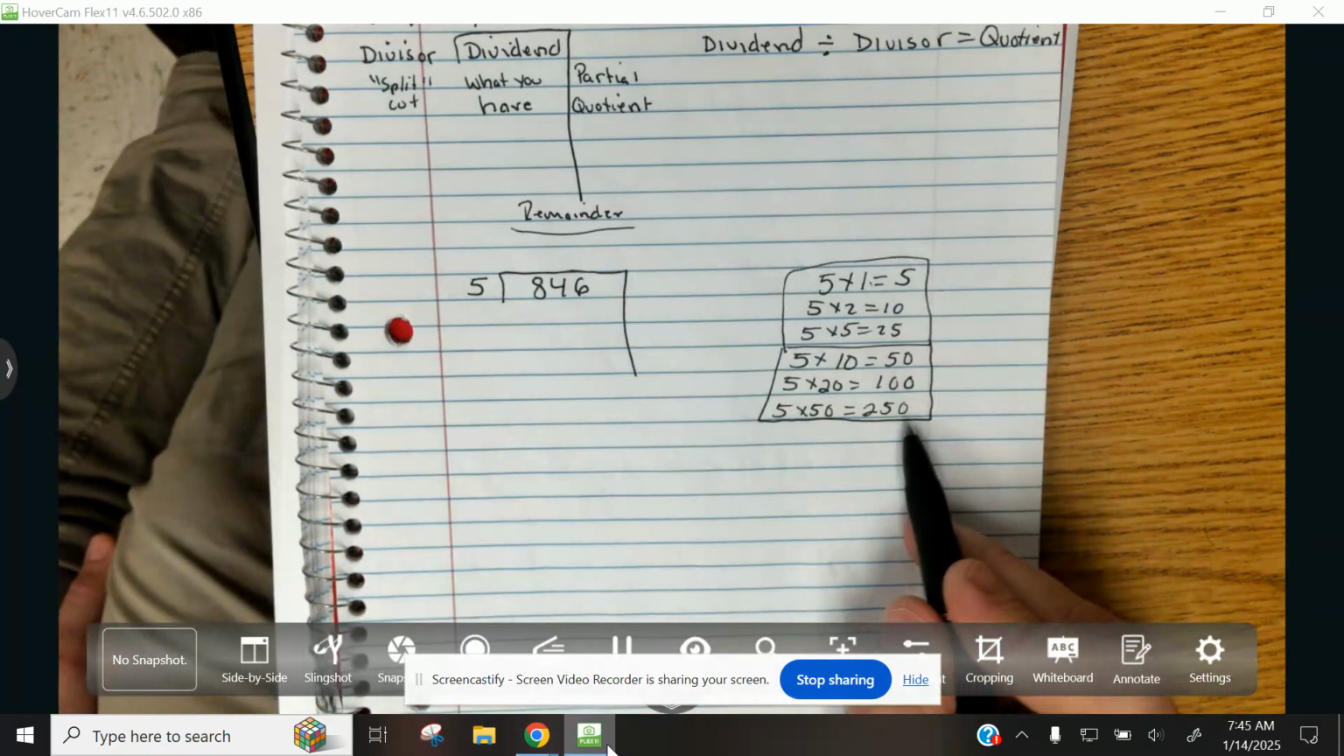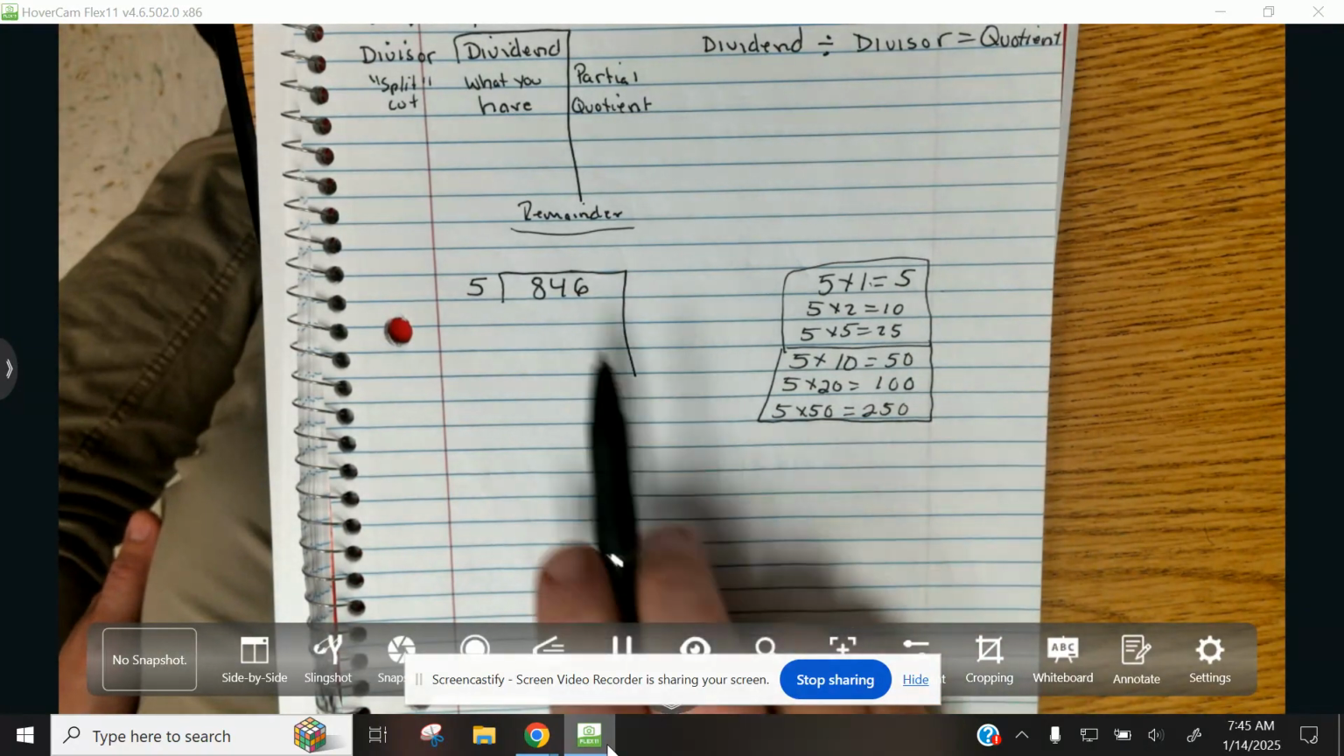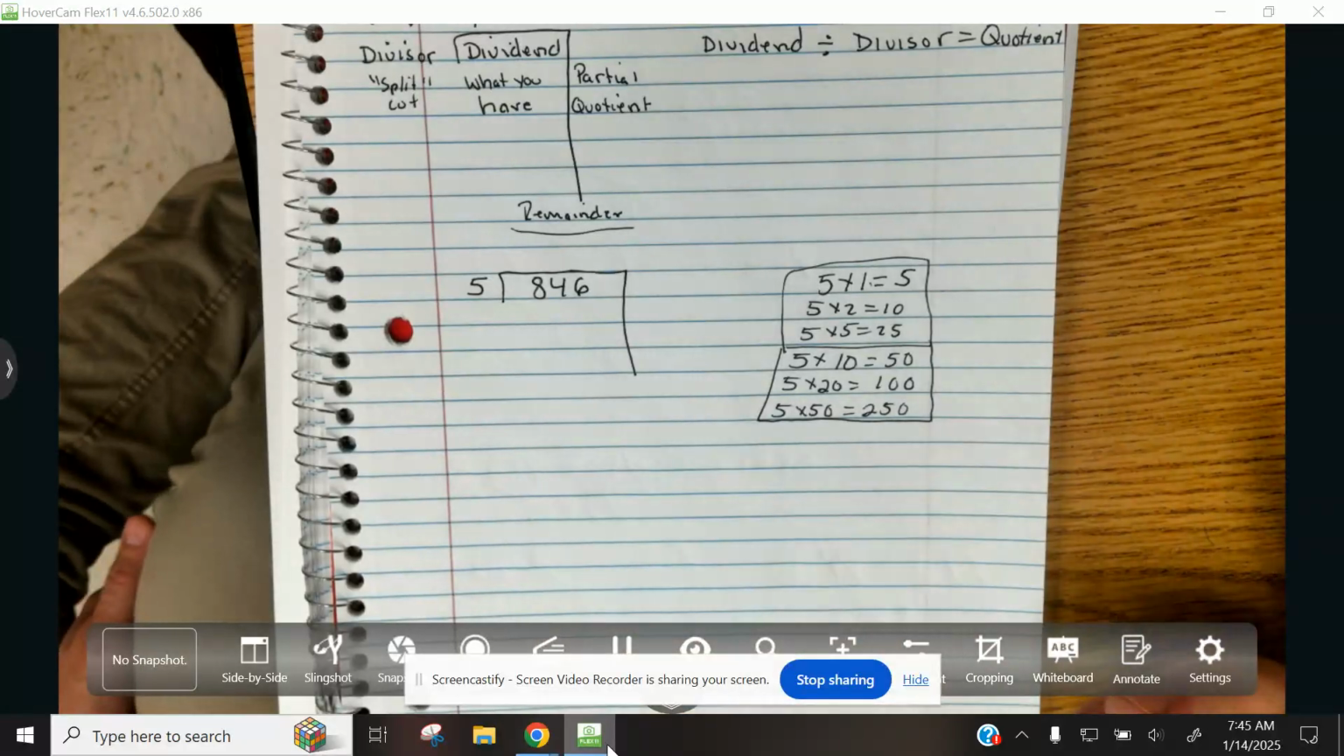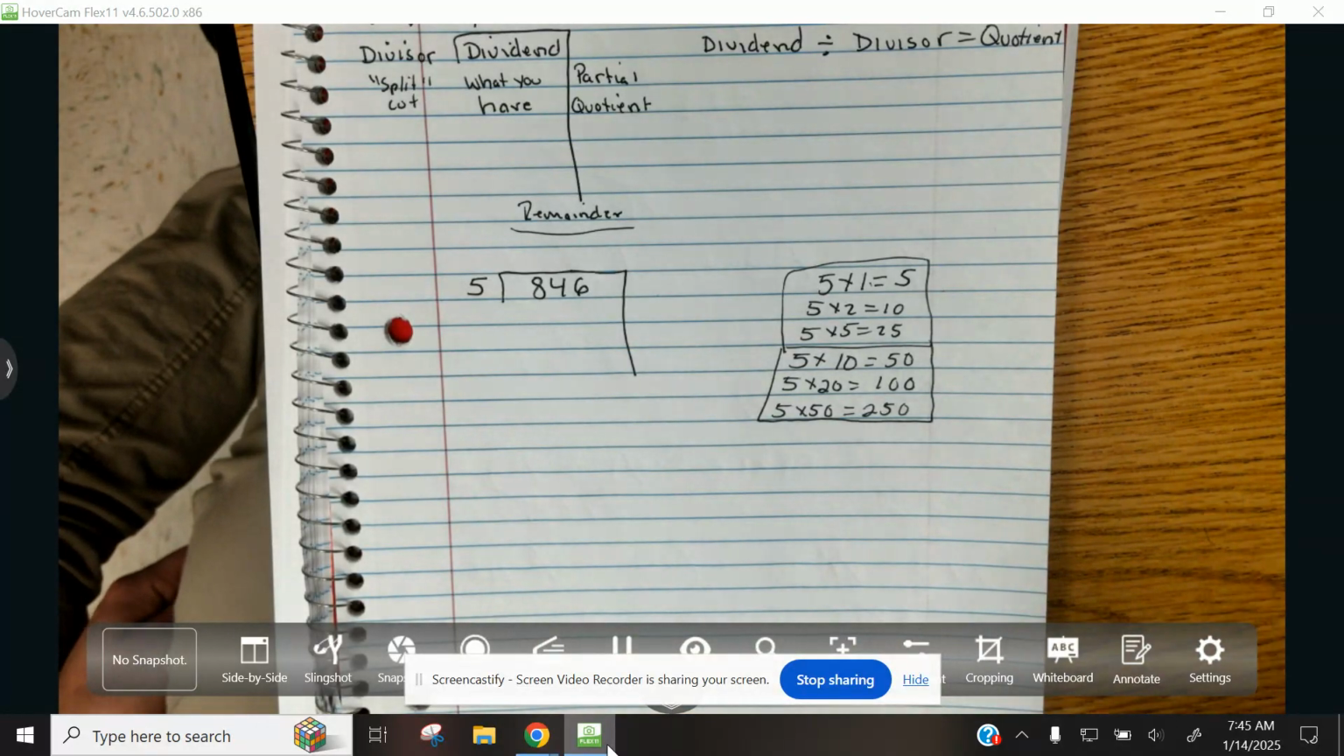However, those numbers still aren't big enough. I need a number that is very close to 846 without going over. Okay, I can't go over.